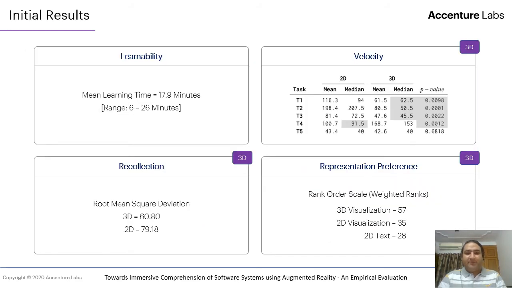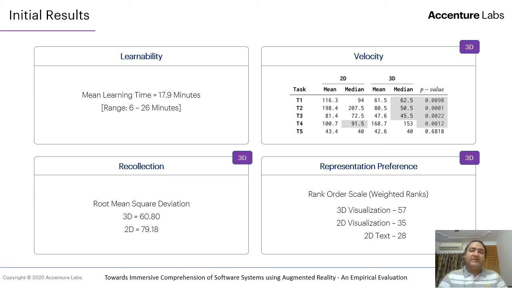For the 3D medium, the moderators primarily trained the participants on two fronts. First, on using the Microsoft HoloLens head-mounted display and its corresponding features. Second, on using the X-Rays application and its corresponding features. The participants received the training and were asked to replicate all the features until they felt comfortable using the device and the application. Mean learning time was recorded as 17.9 minutes and ranged from 6 minutes to 26 minutes, which indicates a lower barrier to adoption irrespective of the age or development experience of the participant.